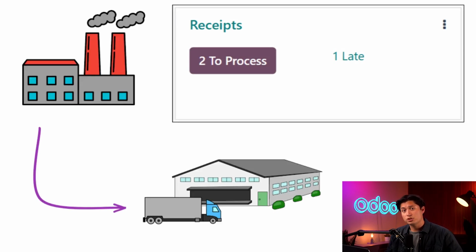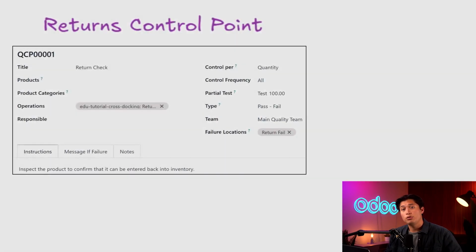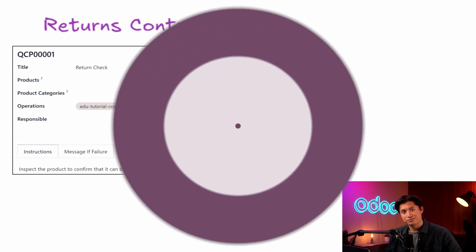However, it is possible to create a custom return operation in the inventory app, so return orders are grouped separately from the other receipts. This has a couple of benefits. First, by separating returns from all other incoming products, we can quickly see the number of returns we need to process, making them easier to manage. Second, it allows us to create a quality control point, or QCP, that only applies to return orders rather than all receipts. So let's head over to our database now and see how it all works.